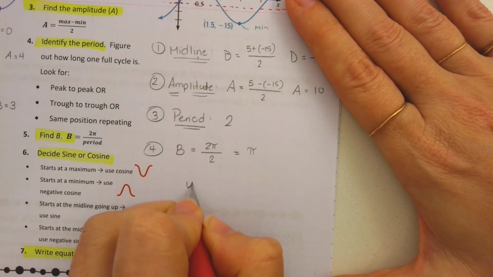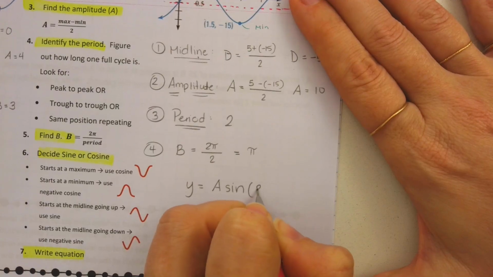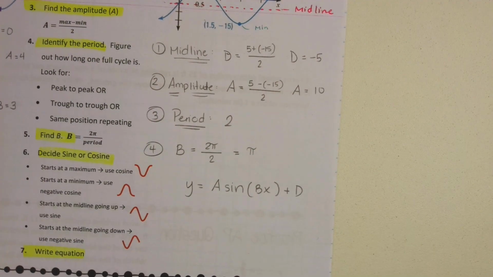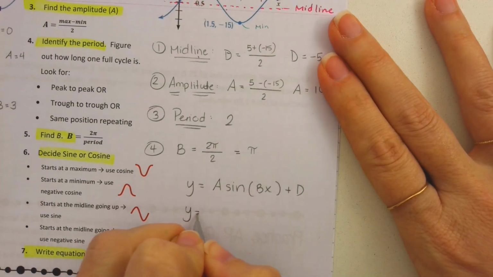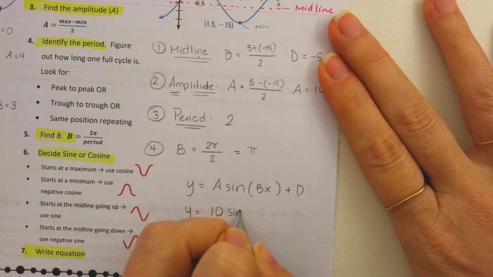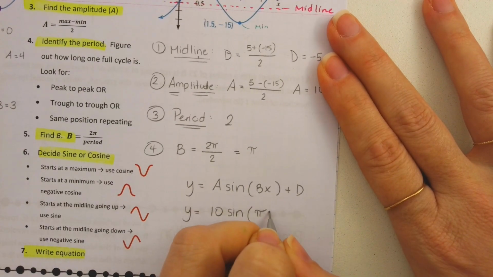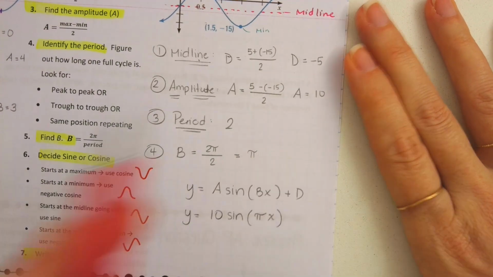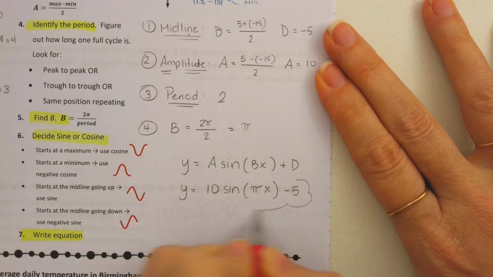I'm going to write down that regular equation with its variables. No negatives or anything. And then I'll substitute in all the variables I just found. My amplitude was 10. My b value was pi, so in my parentheses, it'll say pi x. And then the vertical shift was down 5, so we would write -5 for that graph.